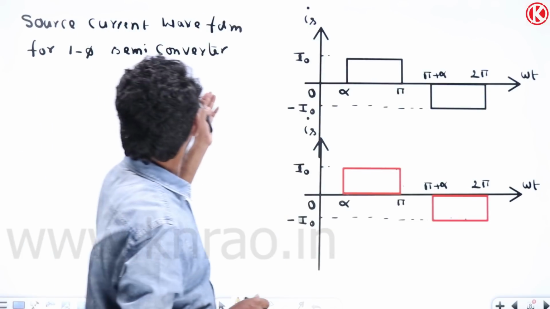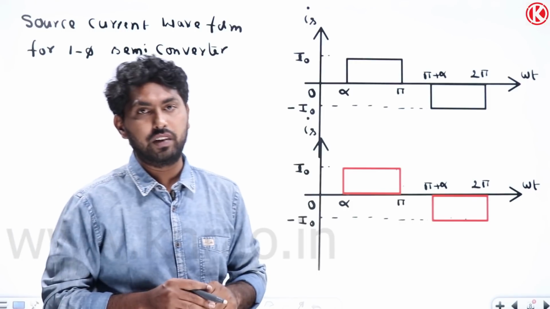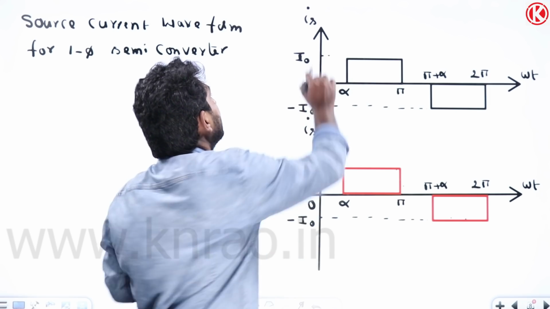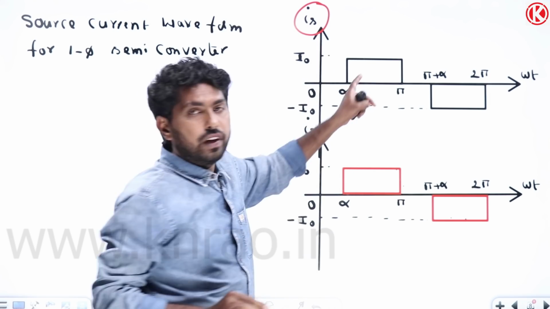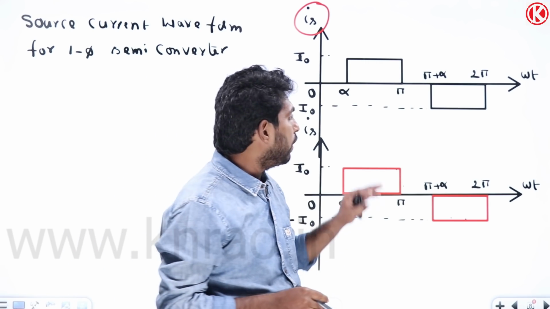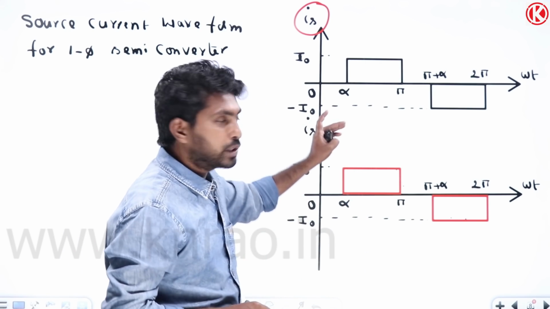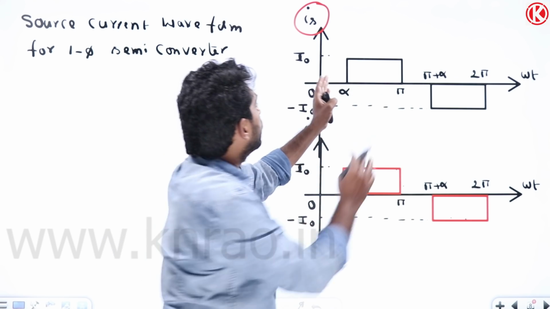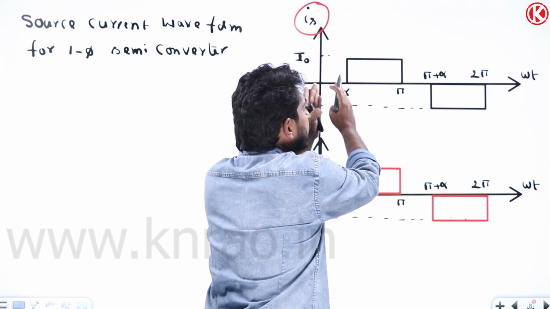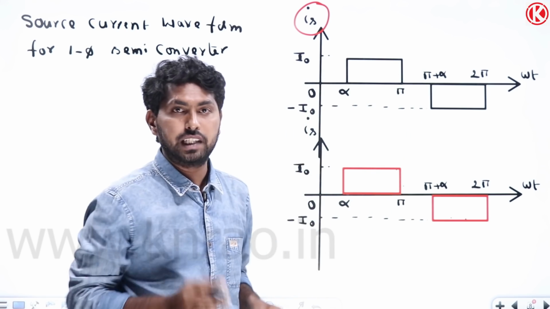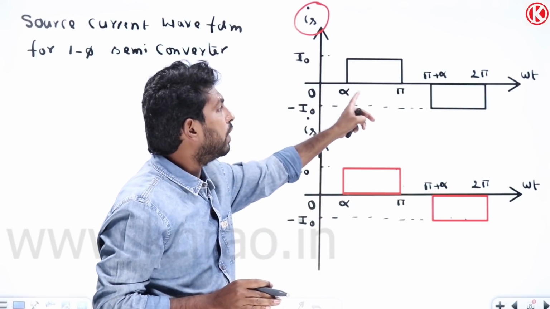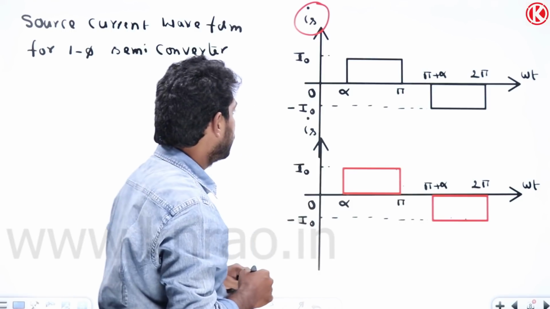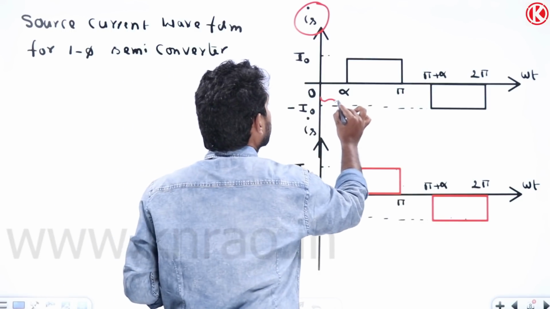This is the source current waveform for the single phase semiconverter. How can we find this waveform? Let it be IS. For this waveform, we need to write the Fourier series expression. If you observe, this waveform is not in the known form. Both sides, from 0 to here and pi to here, should have the same distance, but here 0 to alpha it is ending at pi. We need to shift this waveform into the known form.